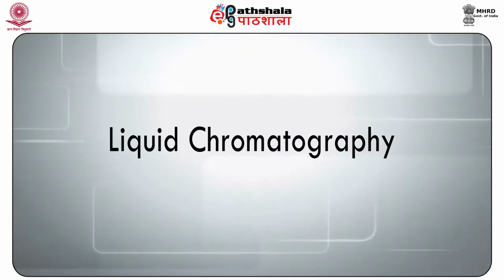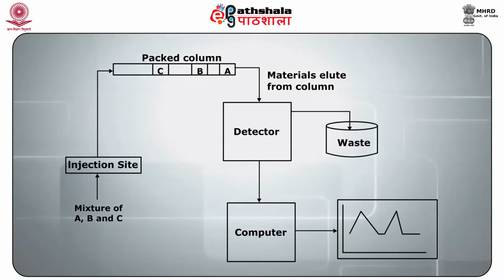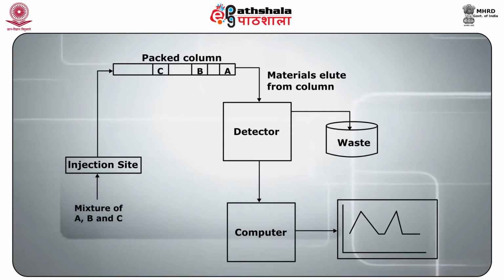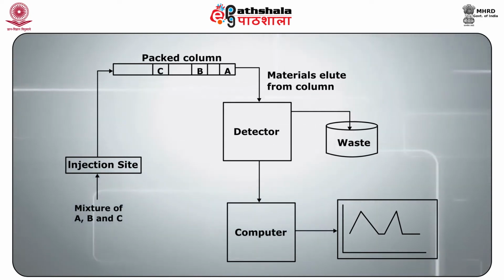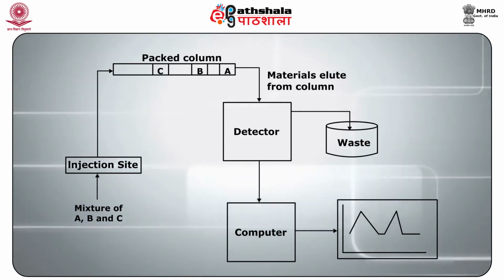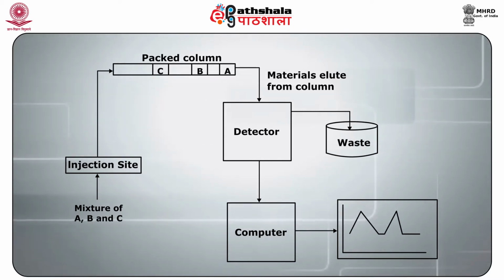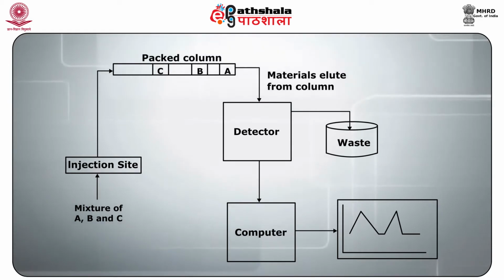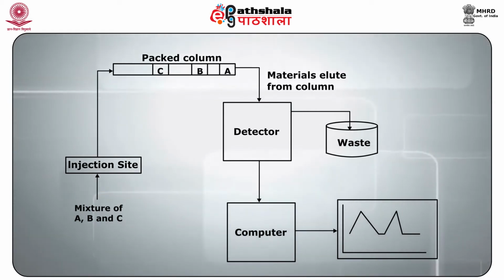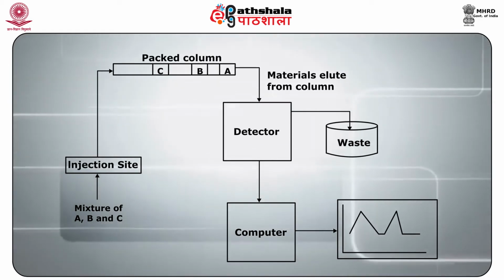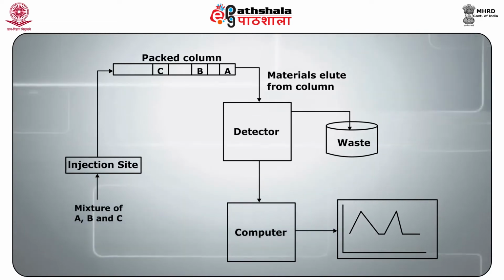Instrumentation and working. Liquid chromatography is shown here in the given figure, where the injection site is. The sample passes through the packed column, materials are eluted from the column and go into the detector, and one section goes into the waste, while from the detector a computer interprets it and converts it into a graphical representation.